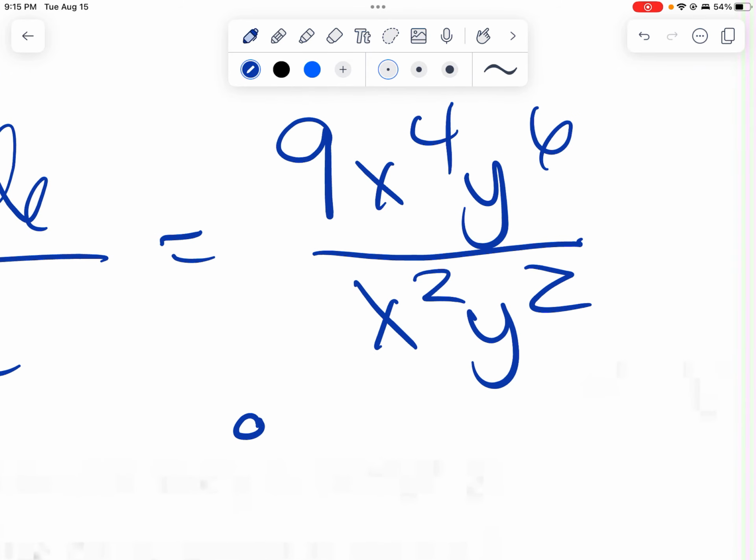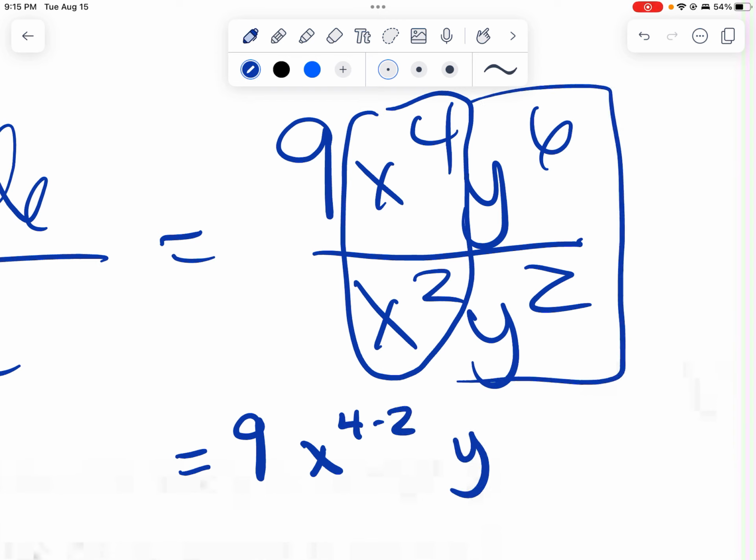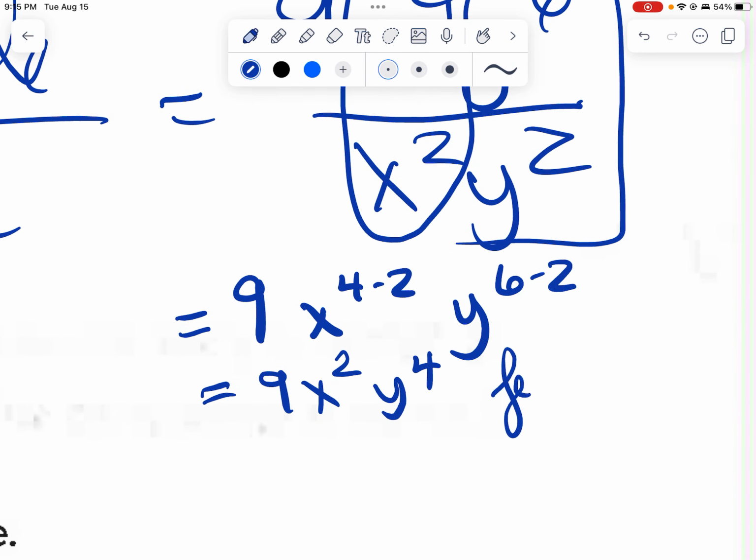Again, the 9 is going to stay where it is. The x's line up, and we subtract the exponents. 4 minus 2. The y's line up, and I subtract their exponents. So it's going to be 9x squared, y to the fourth. Oh, I don't need feet. They cancel out. There we go.